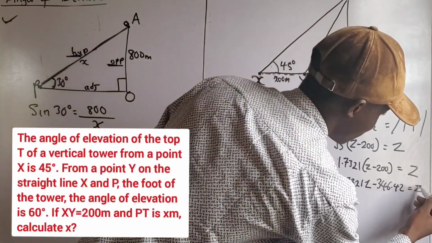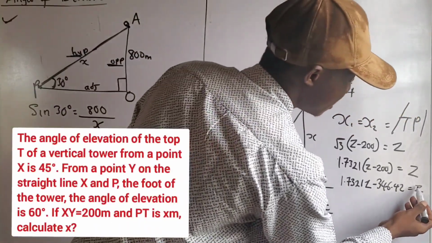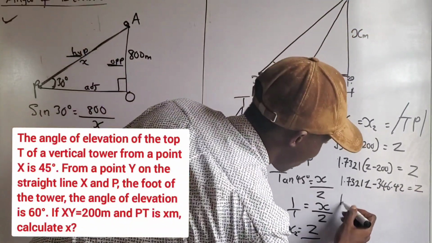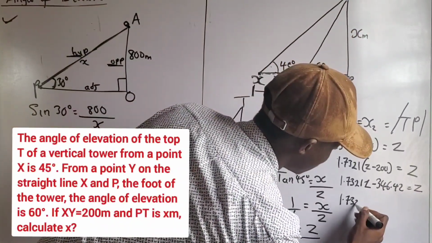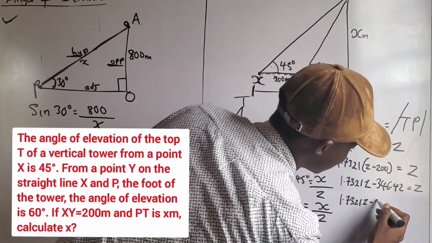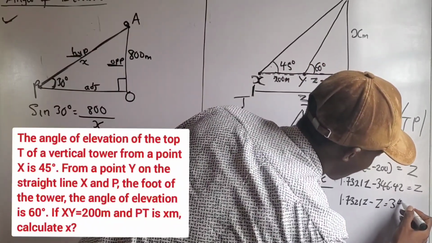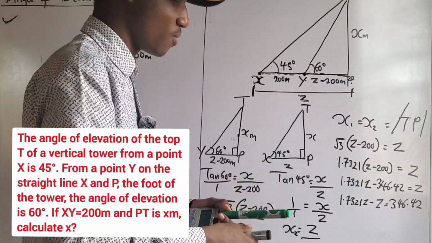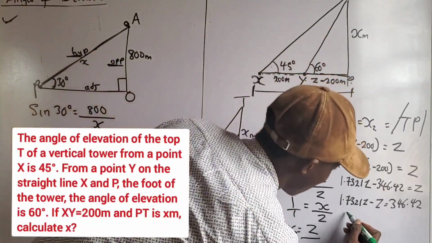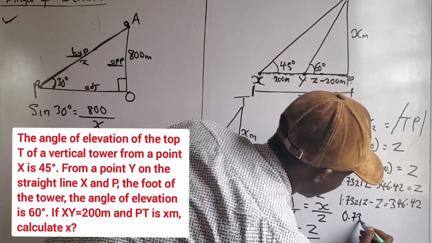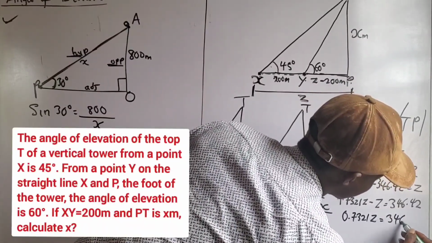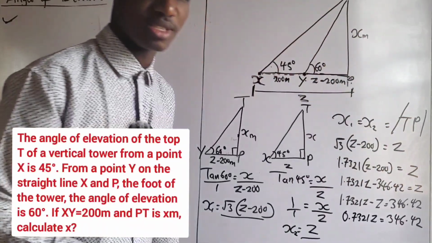Now, pay attention. Collect like terms. Take this z to the other side of the equation. You're going to have 1.7321z minus z equals to what? 346.42. Are you getting it? So for this, I'm going to have 0.7321z equals to what? 346.42. Do you get it?